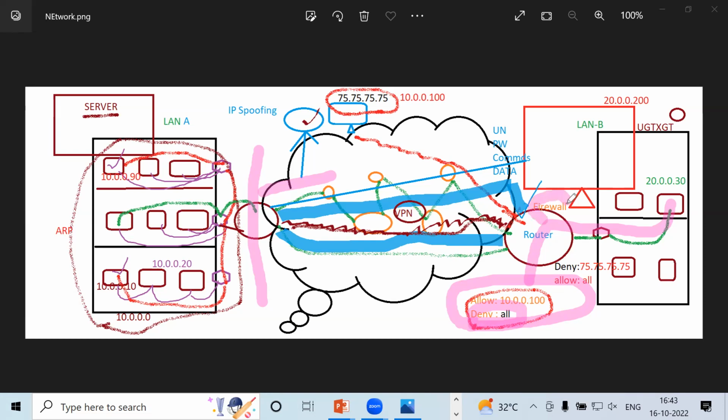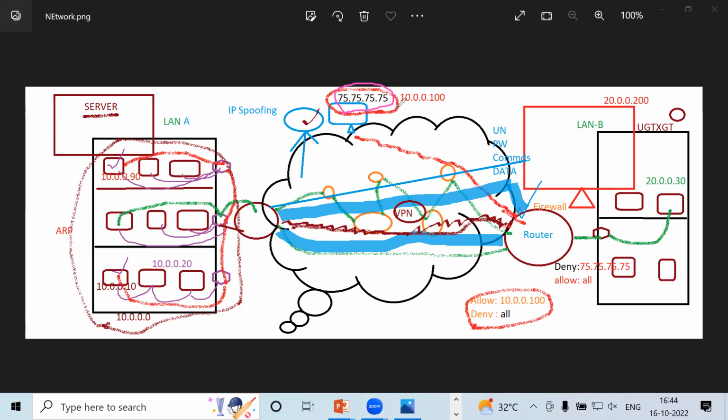This is the firewall given here. Now this firewall will filter the data whenever it is coming from this area. If it meets the parameter, it will be allowed. Otherwise, it will be dropped. So this is how the data is forwarded, and the data is also protected. Now, in this example, I have mentioned here the hacker's IP address is 75.75.75.